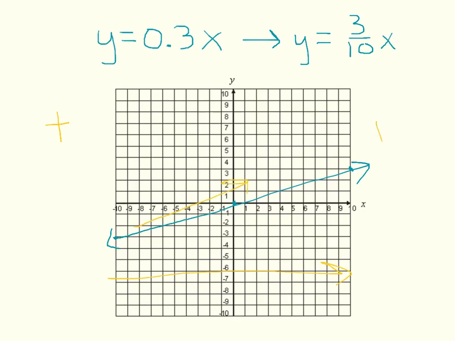So it works. So there's your full lesson on graphing equations where the y-intercept is 0, and then you use the slope to get your other points to graph your line.